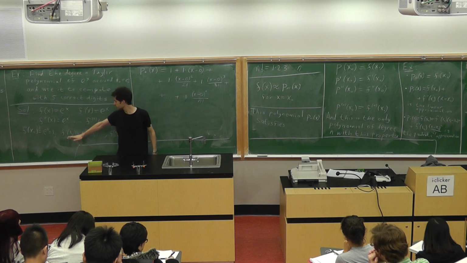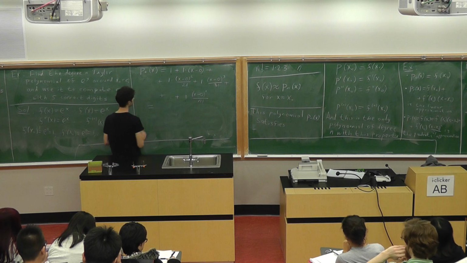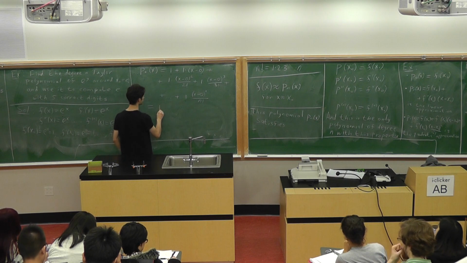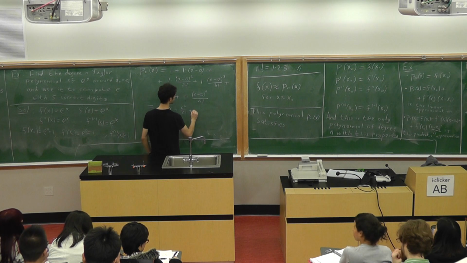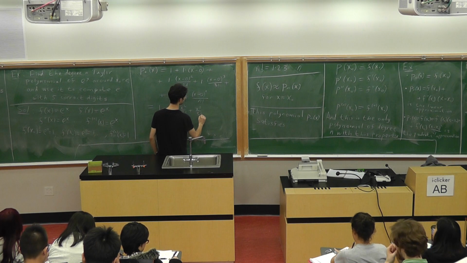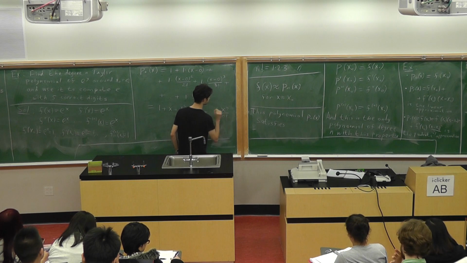So just plug in these coefficients into that formula. And now I can rewrite this in a simpler way. It's 1 plus x plus x squared over 2 factorial plus x cubed over 3 factorial all the way up to x to the power n over n factorial.